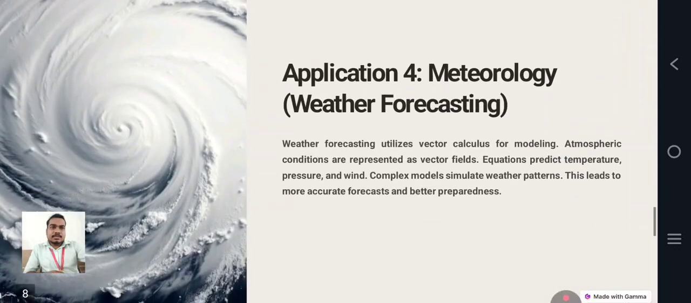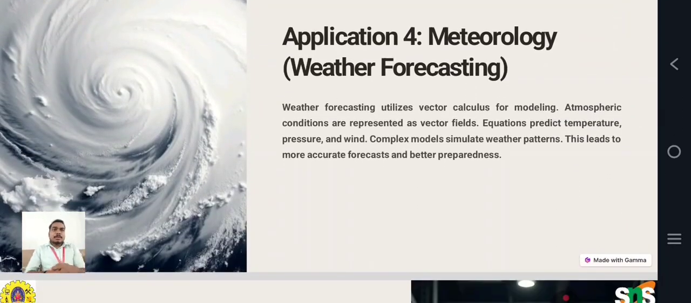Next we will see meteorology, for weather forecasting, predicting the weather with vectors. In modern meteorology, vector concepts are instrumental in modeling wind patterns and storm paths by representing wind speed and direction as vectors.